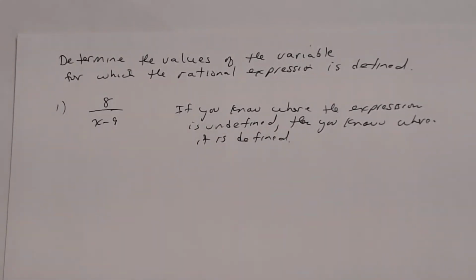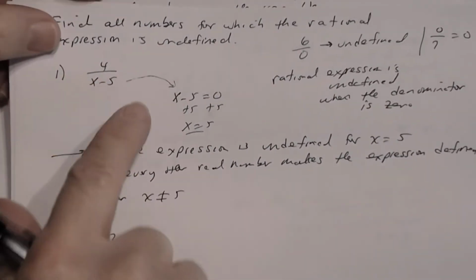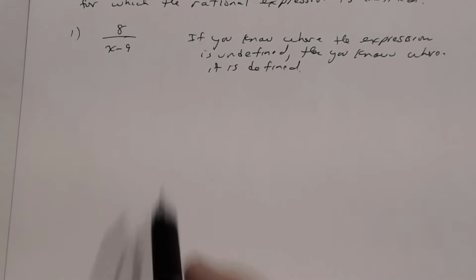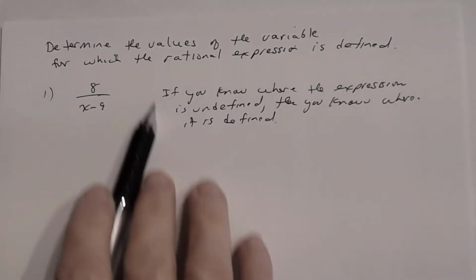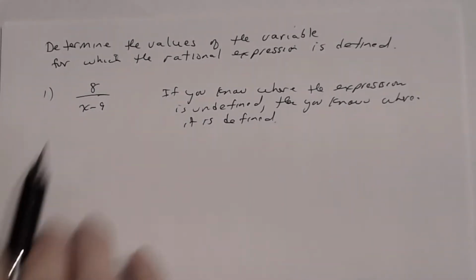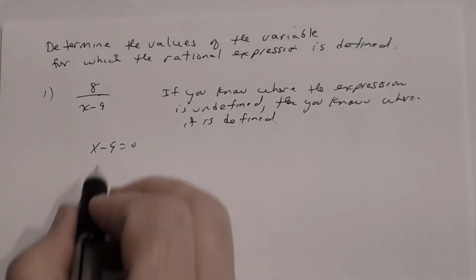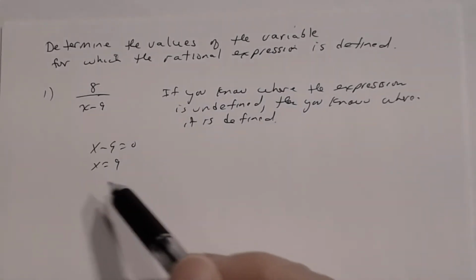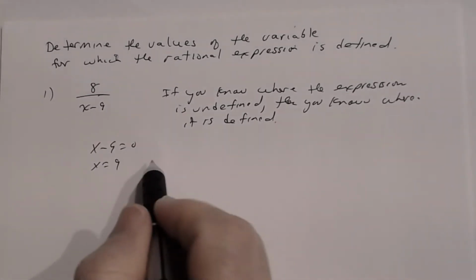Here's the way I would approach this. I would approach this using these directions the same way we did the previous ones. First find out where it's undefined, and that's the previous lesson. A rational expression is undefined when the denominator is 0. So all you do is find out where this denominator is equal to 0. Well, x minus 9 is equal to 0 when x equals 9. So what I found is that this rational expression is undefined when x equals 9.